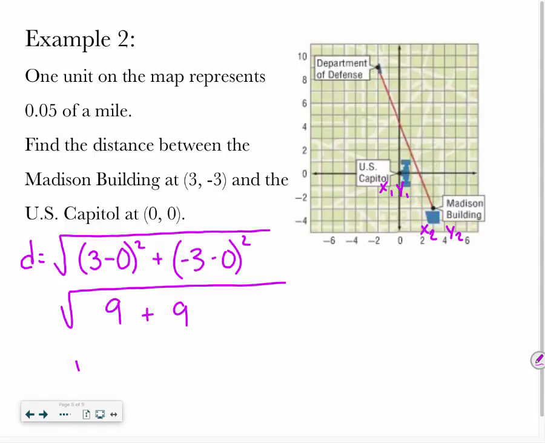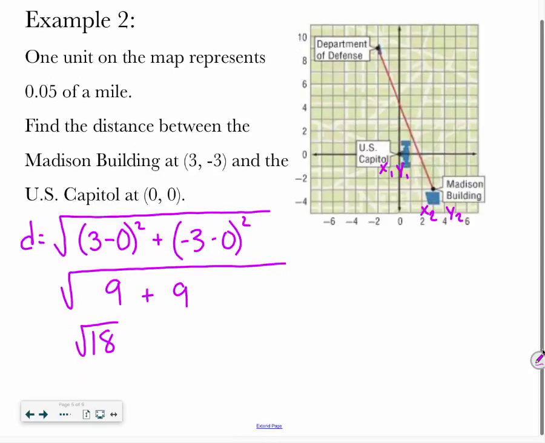So I know that the distance is the square root of 18. And if I simplify the square root of 18, that's approximately 4.24264 units.